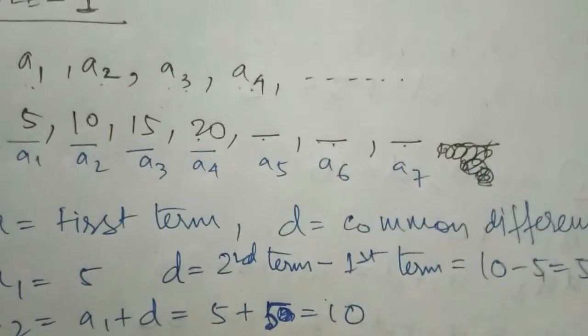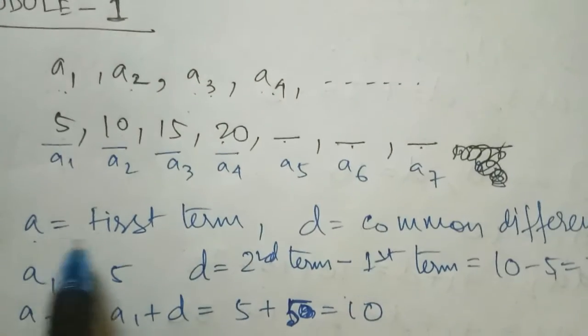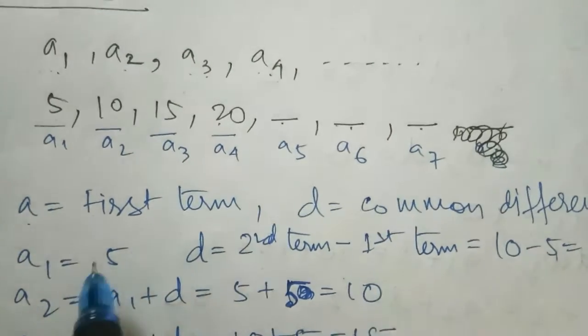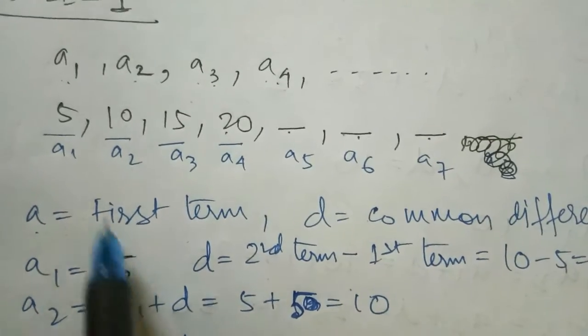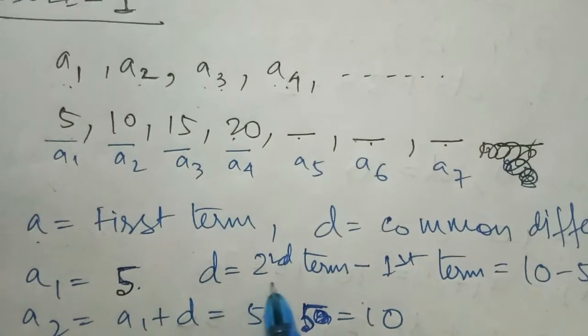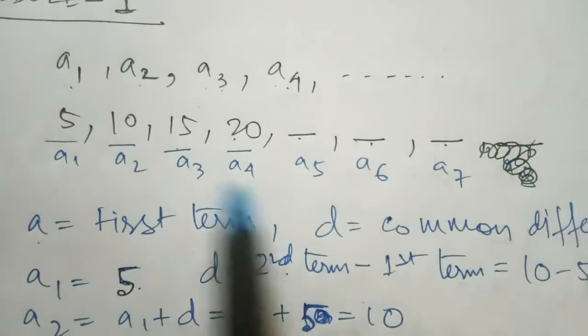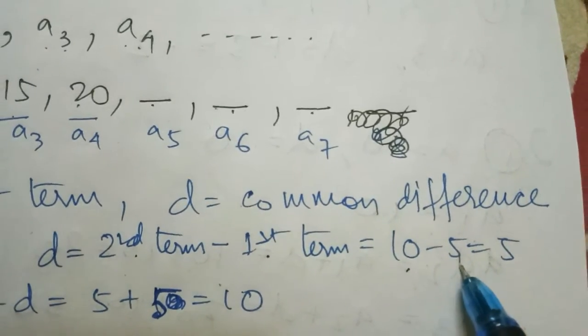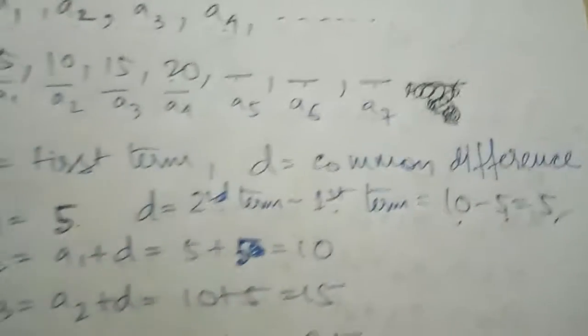Now there is a formula, which we first have to see. A is written as the first term, D is written as the common difference. In this AP, A is 5. D is the second term minus the first term. The second term is 10 and minus the first term 5, that is coming 5 only.